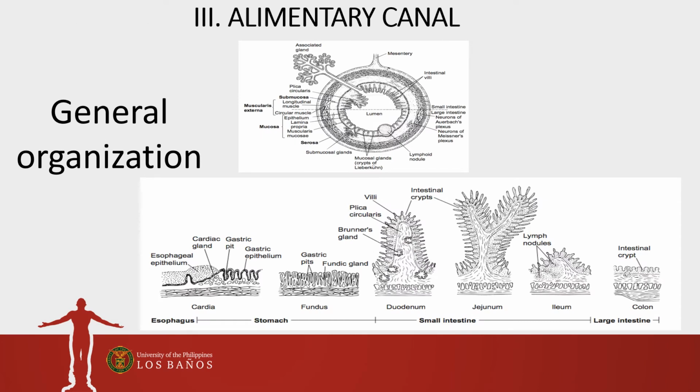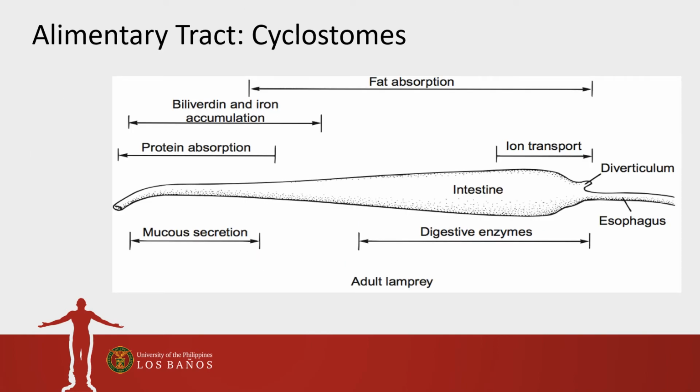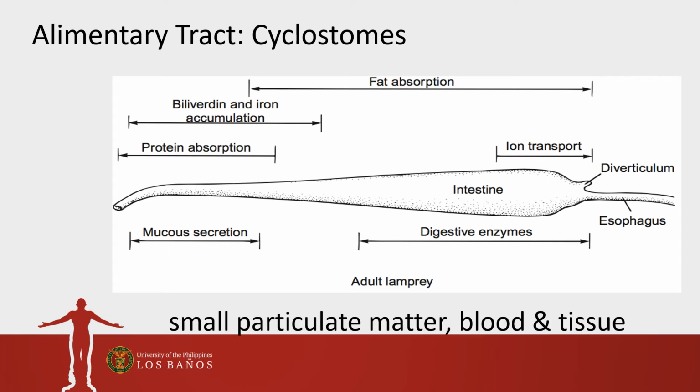The alimentary canal of vertebrates typically is made up of an esophagus, stomach, small and large intestines, and cloaca. As you can see from the histological sections, the lining of the regions vary depending on their functions. The design of the alimentary canal can differ significantly to suit a vertebrate's particular diet. For example, in cyclostomes, such as in the adult lamprey, it is just a straight tube. There is an esophagus and intestine, but no stomach, since they feed on small particulate matter, blood, and tissue.